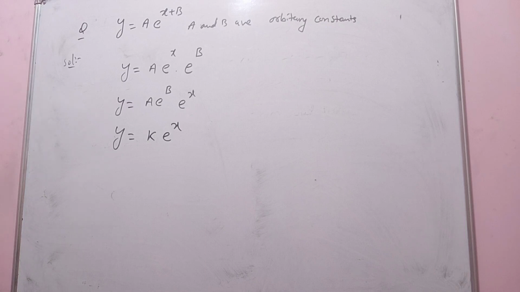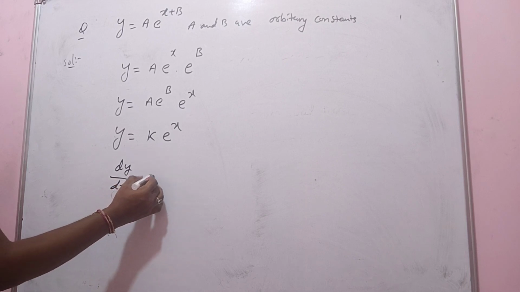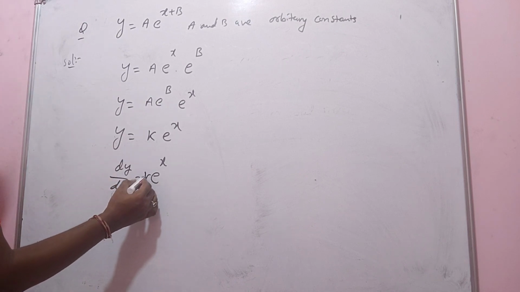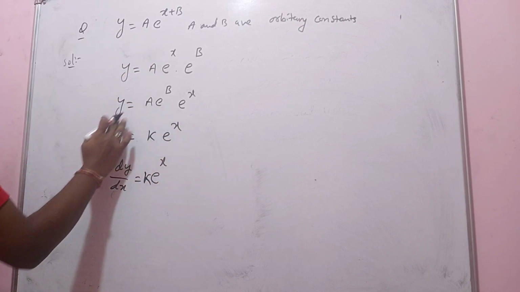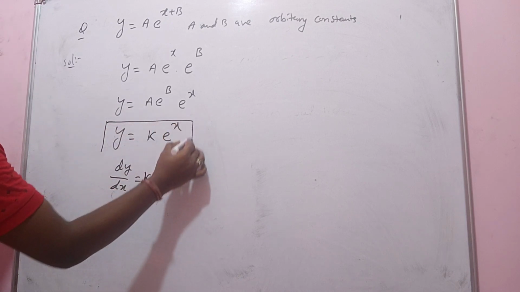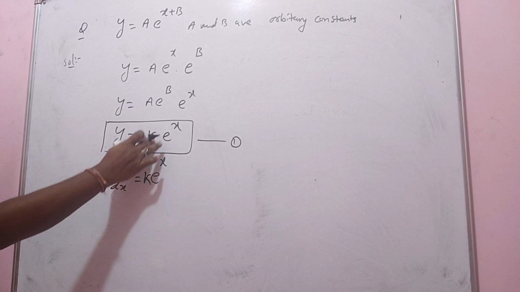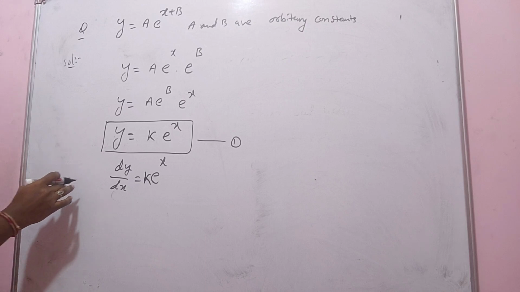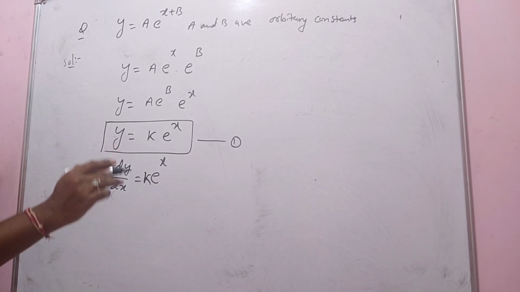Now you can differentiate this function. So dy by dx is equal to, the differentiation of e power x is e power x, as you know, and k stays as it is. I had made the function into this format, and we now have one arbitrary constant. Before there were two arbitrary constants, but we have made it into one. So you have to differentiate only a single time.